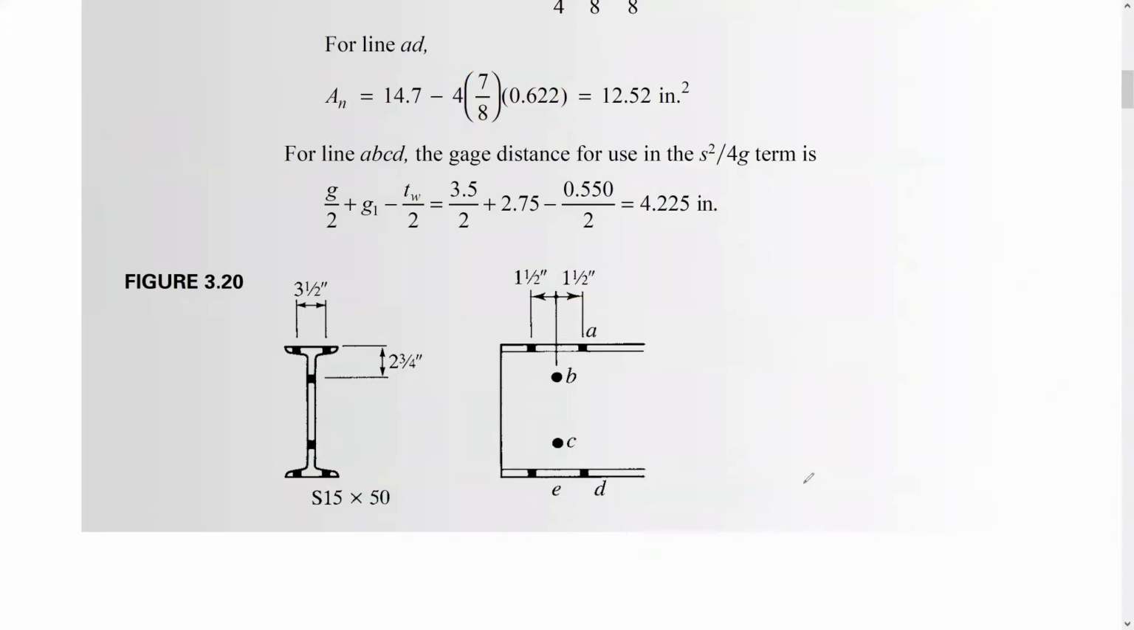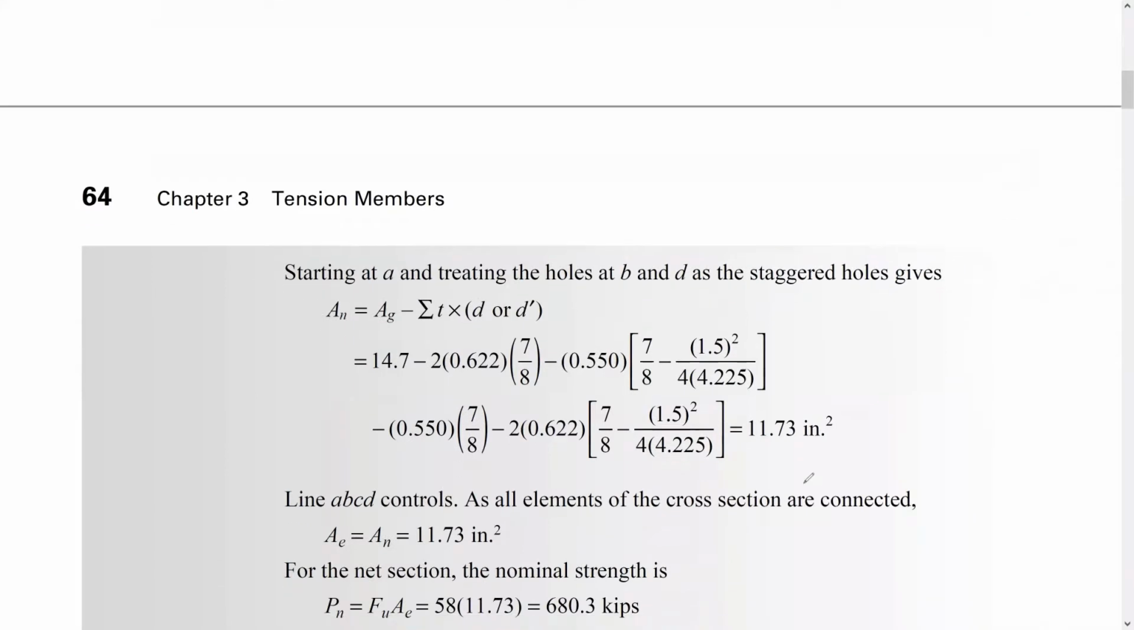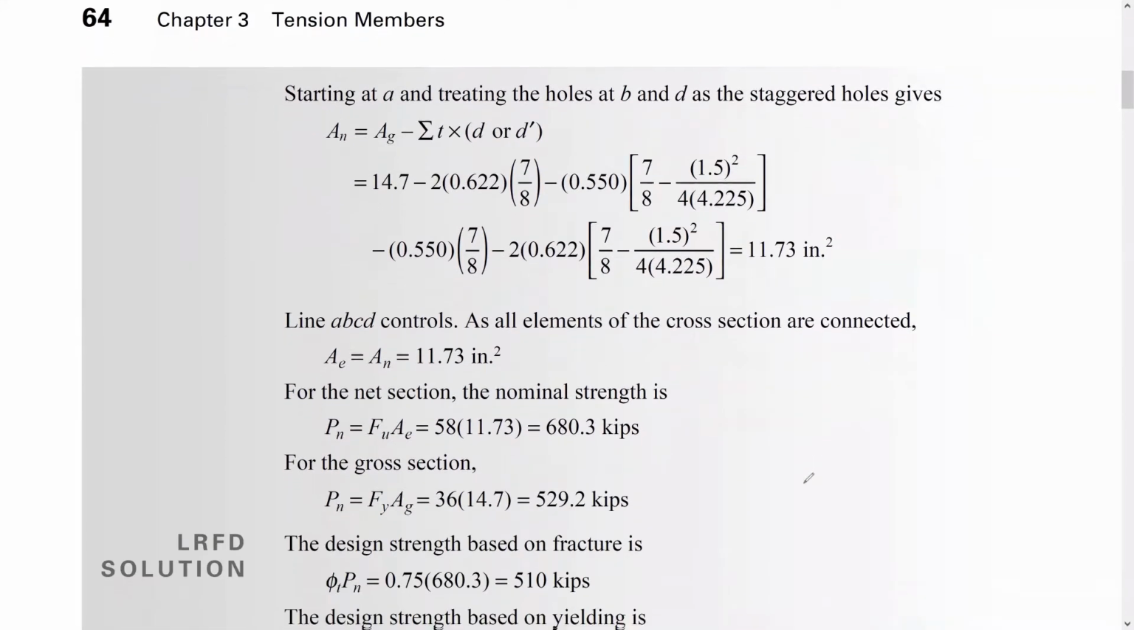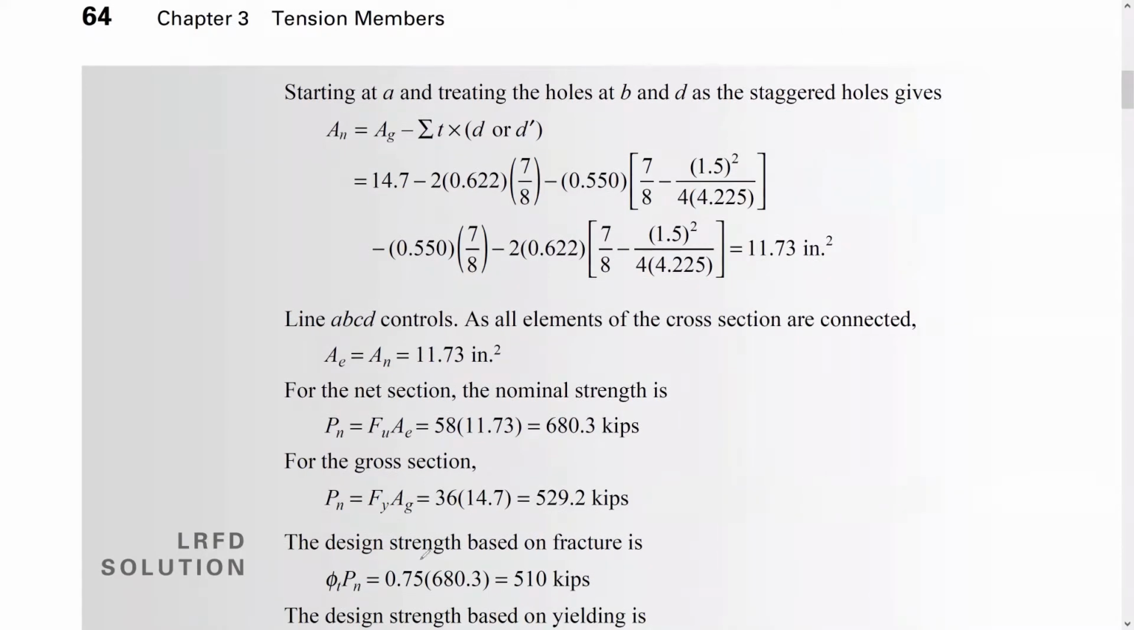Let me show you the result for this one and this one here. Yeah, this is the value. If you notice, that was 12 point something, this is 11, so this is the control. Since this is the control, and all the elements of the cross section are connected, U, the shear lag coefficient, is equal to 1. So the effective net area is equal to the net area.